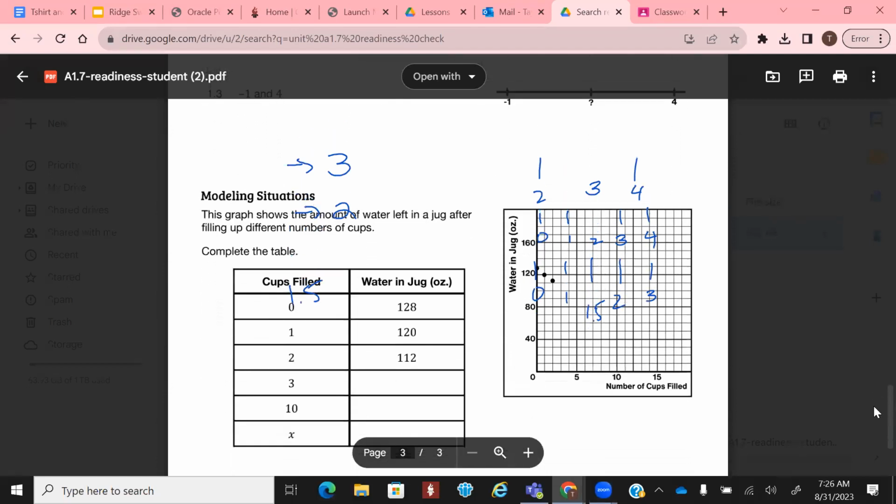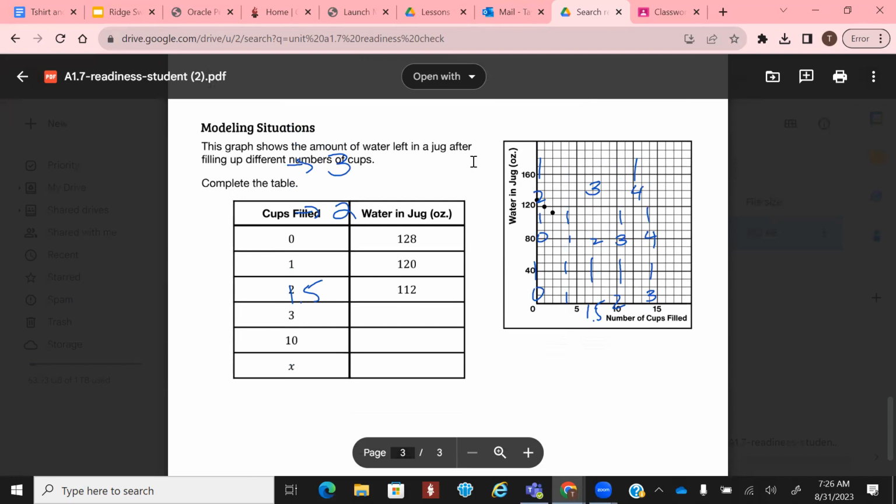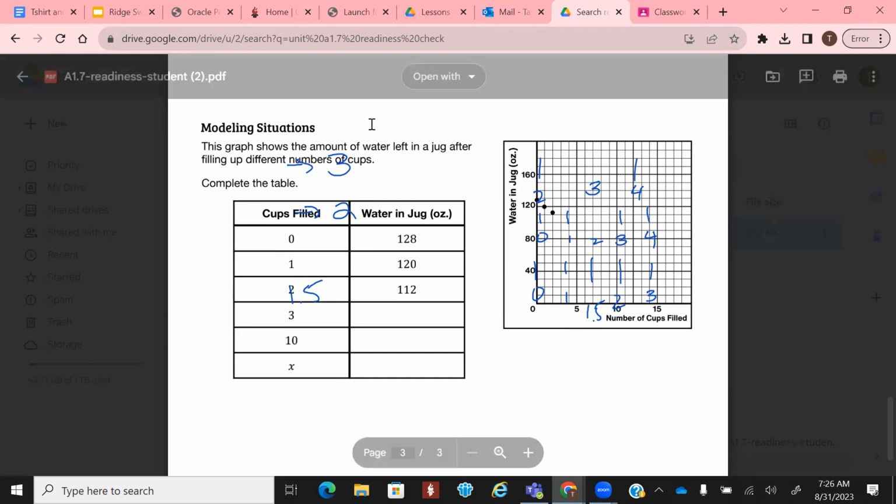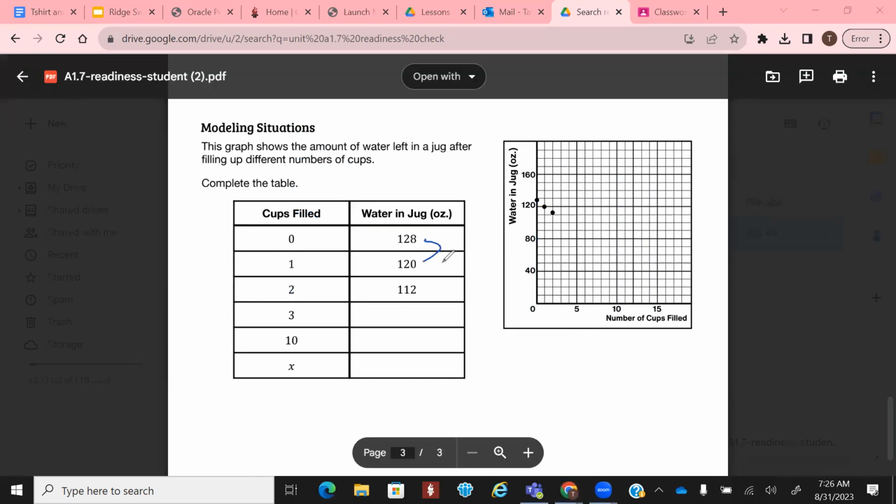Looking at that next part, it says this graph shows the amount of water left in a jug after filling up different number of cups. Okay, so on the initial, we have 128. How much did it go down by from here to here? Go down 18? How much? It went down by 8, right? What about the next one, 120 to 112? 8, right? So what would be the next one?